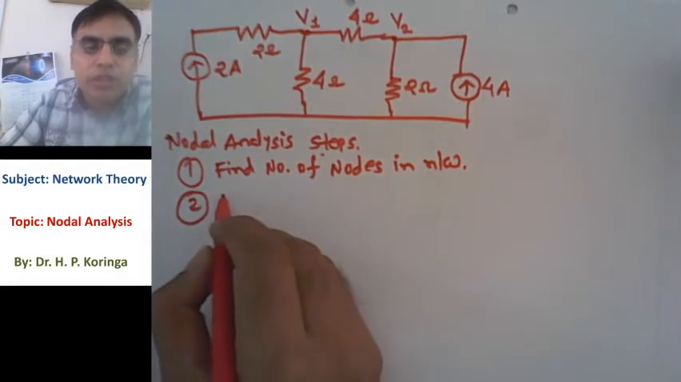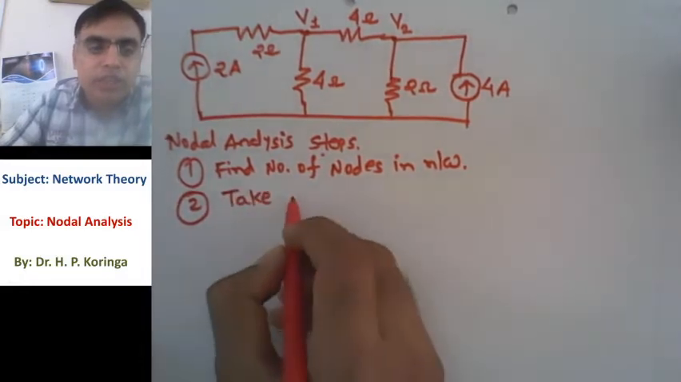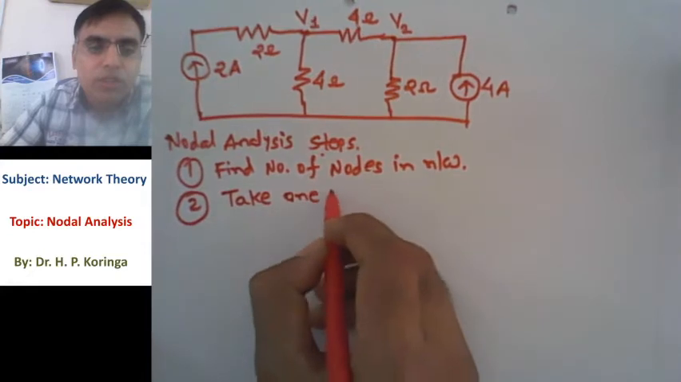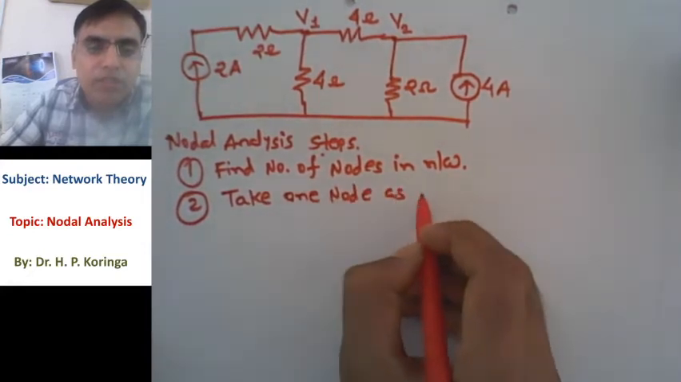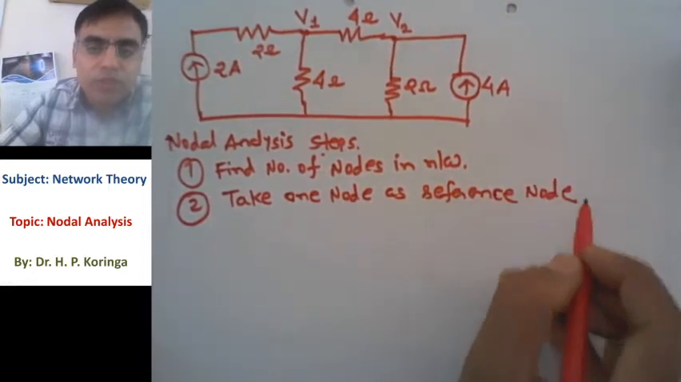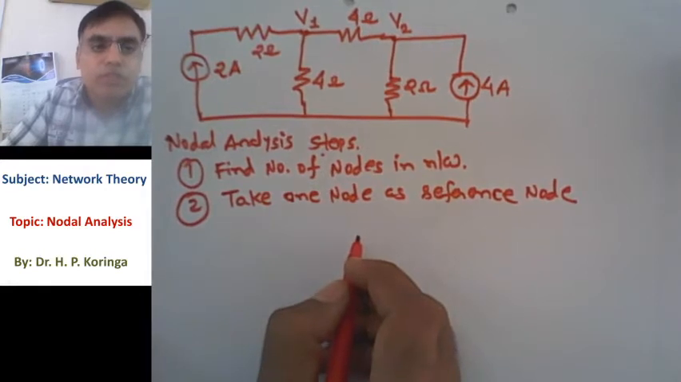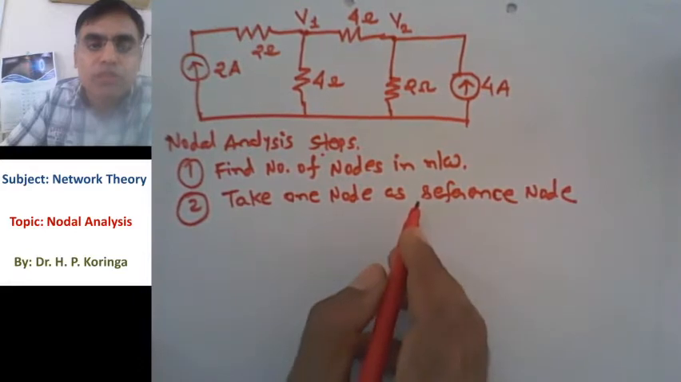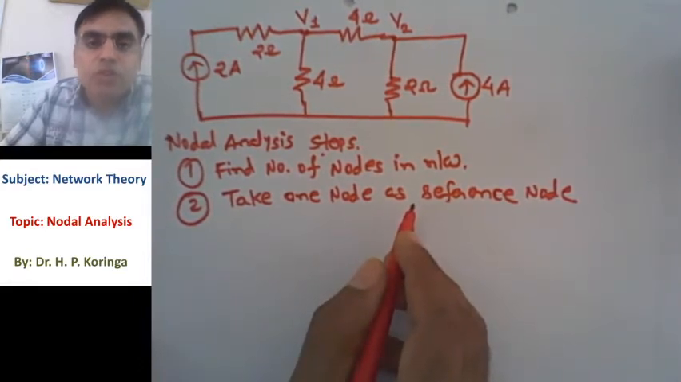Second step is take one node as the reference node. Potential is always measured with respect to a reference node. It is a potential difference, a potential across the two terminals. So you have to take one node as a reference, and with respect to this reference node, we find the potential at the other nodes.